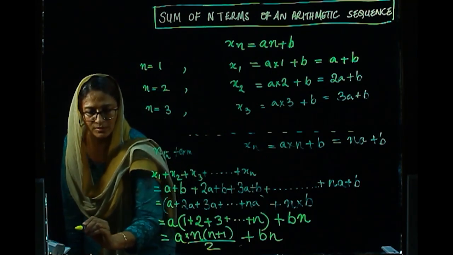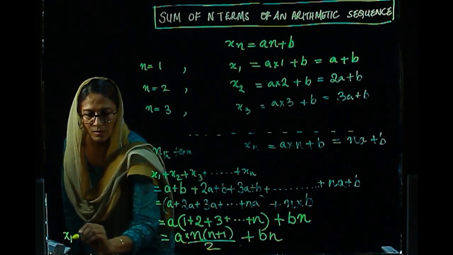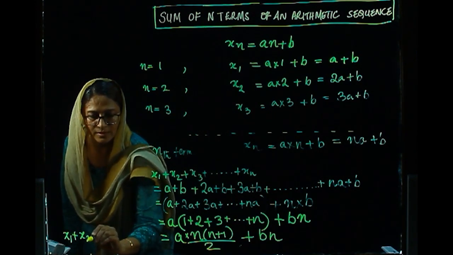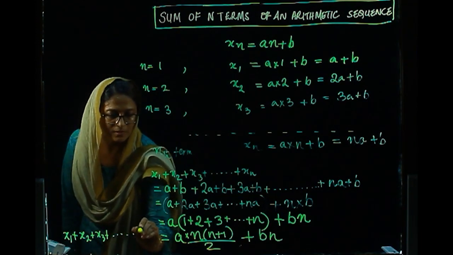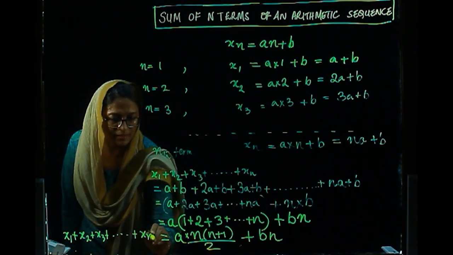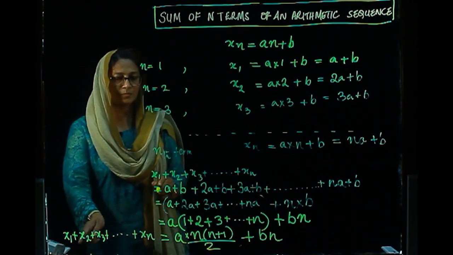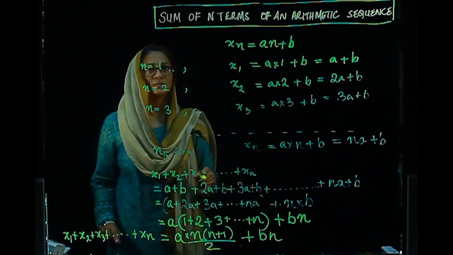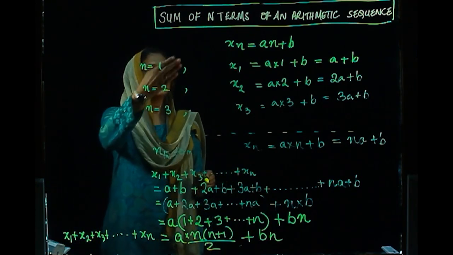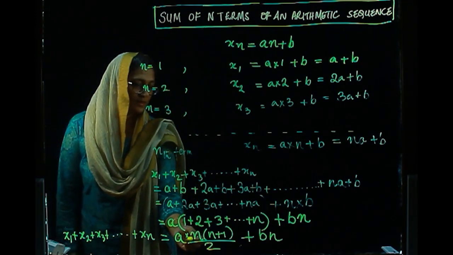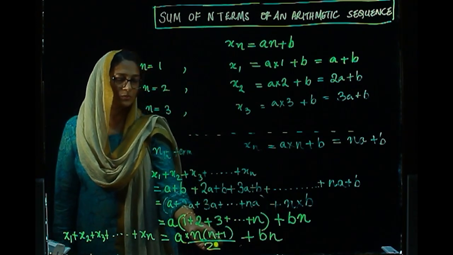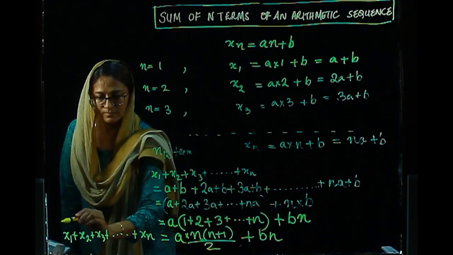So what we have got here is the sum of n terms, x1 plus x2 plus x3 plus etc. plus xn. The sum of n terms of any arithmetic sequence, it can be any sequence, we can use this formula: a multiplied by n into n plus 1 by 2 plus bn.